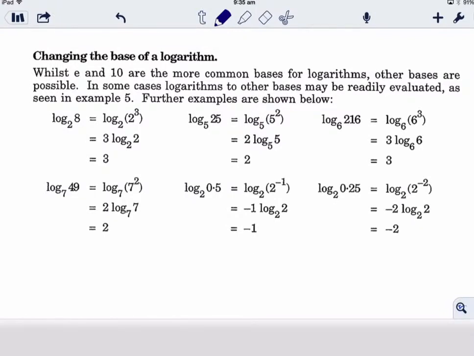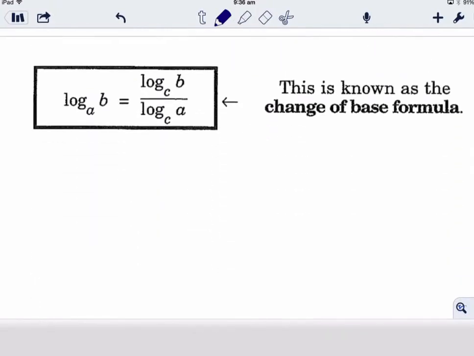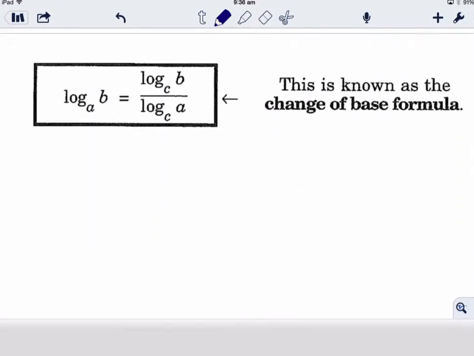One thing I'm going to do in this video is talk about the change of base formula. This is pretty simple, and you can see in these examples here, if you understand your log laws and how to manipulate them, then these questions become really, really simple. By expressing all of these numbers here, 8, 25 and 216, as powers of 2, 5 or 6 makes these questions really easy to do. There's a formula we need to know. It's called the change of base formula.